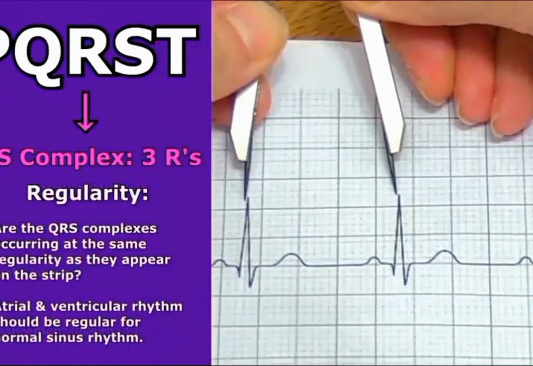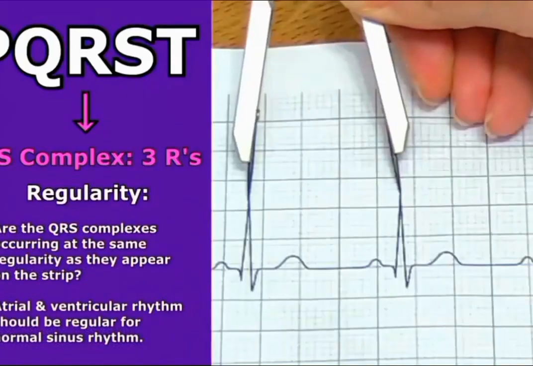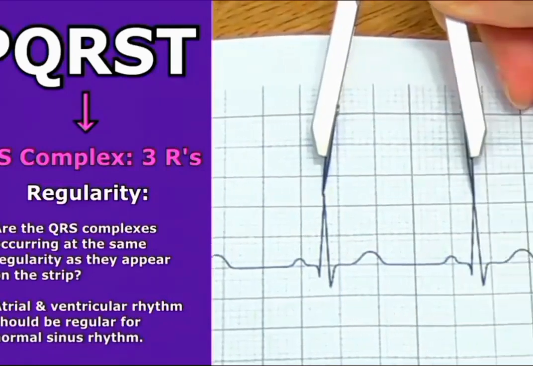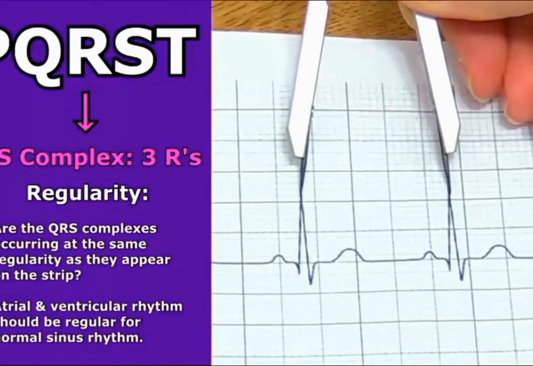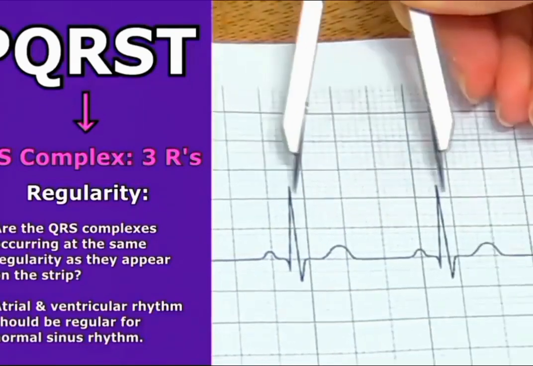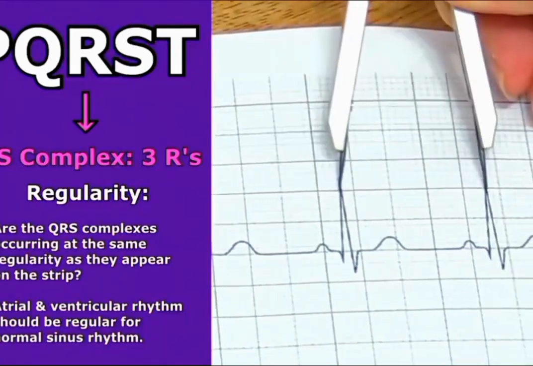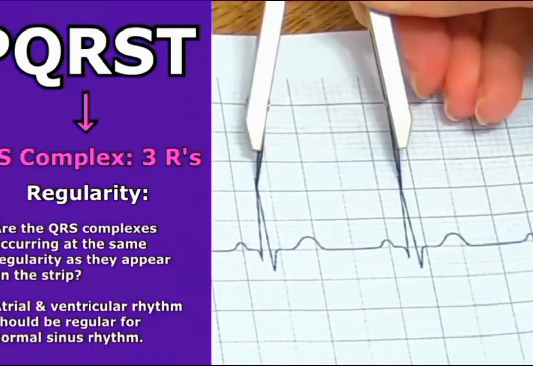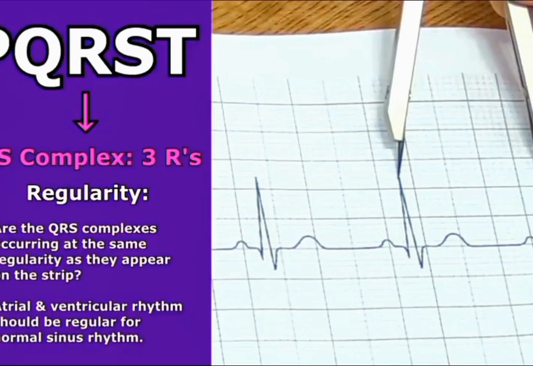Then apply the 3 R's to the QRS complex. Look at the regularity of the QRS complex. Are the QRS complexes occurring at the same regularity as the consecutive QRS complexes within that strip? This represents ventricular. You can do this by taking your calipers, just how you did with the P waves, and going from R wave to R wave. Both the atrial and ventricular rhythm, the regularity, should be regular in order for it to be normal sinus rhythm, and that shows that it's originating in the SA node.